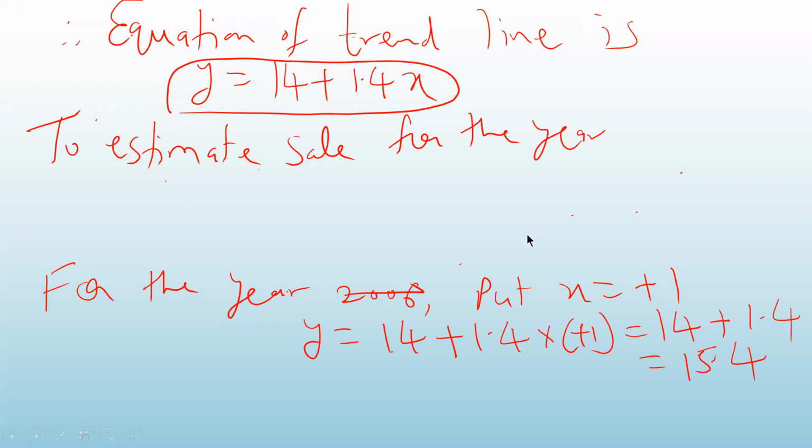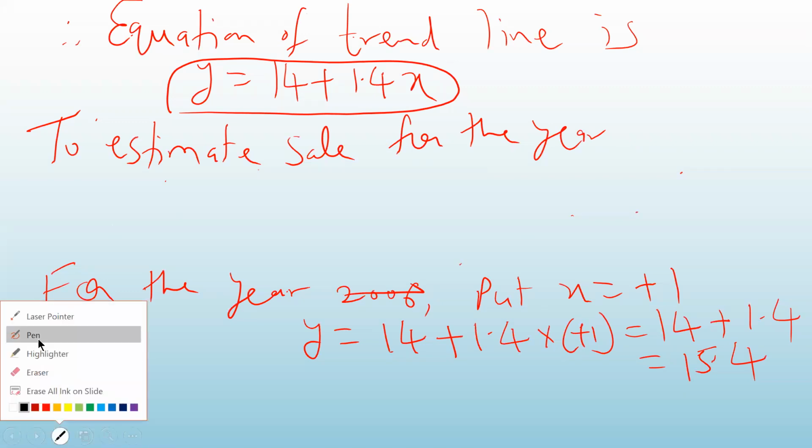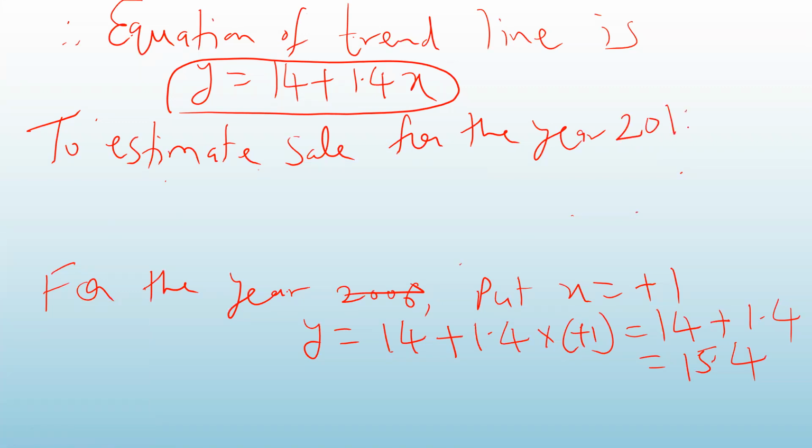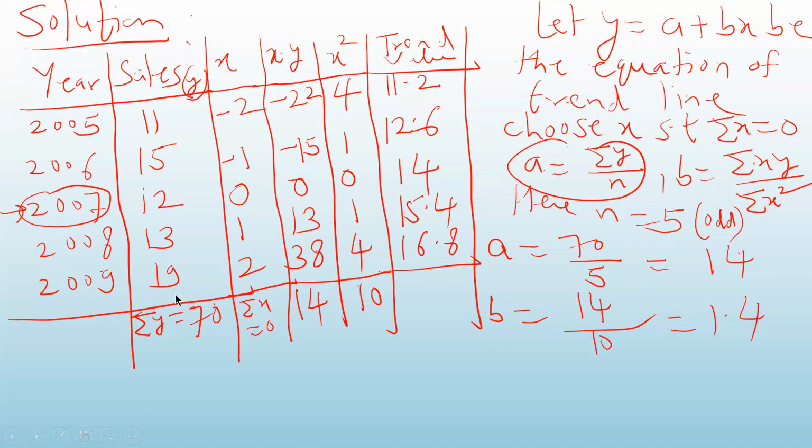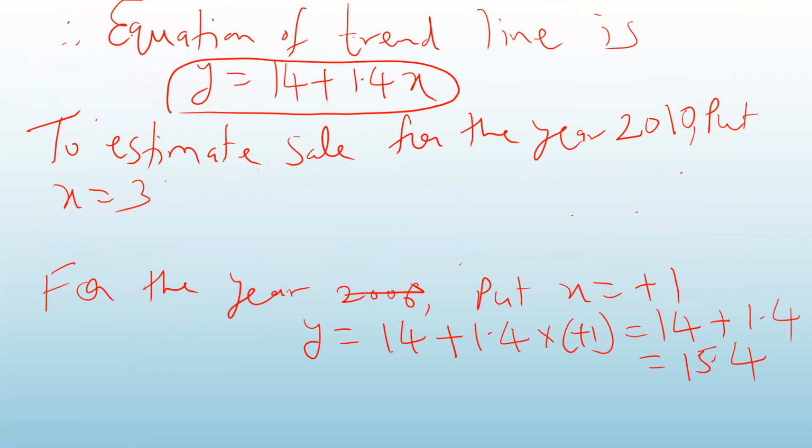To estimate the sale for the year 2010, put x is equal to how much? 3. See here, 2009 के लिए 2 है, तो 2010 के लिए एक एक के स्टेप में इंक्रीज हो रहा है, तो it will be 3. So put x equal to 3. So when you put here x equal to 3, what will you get?